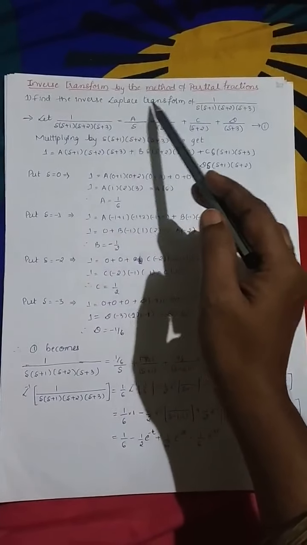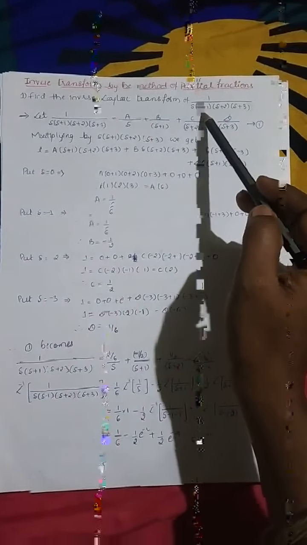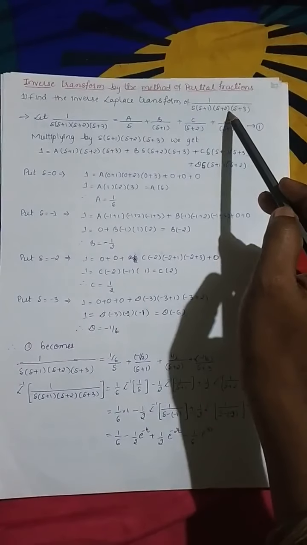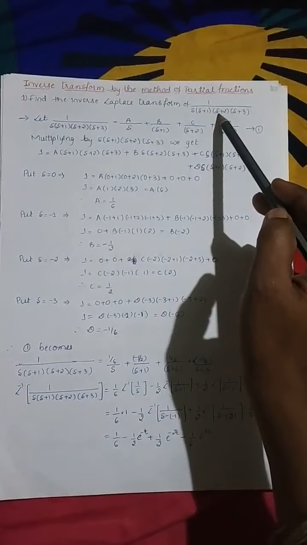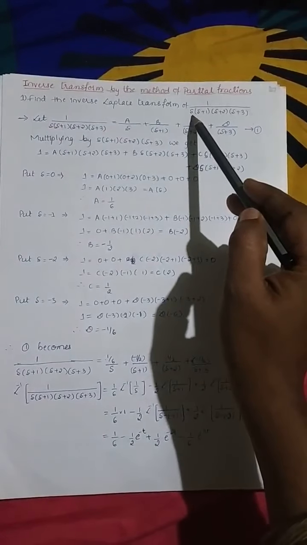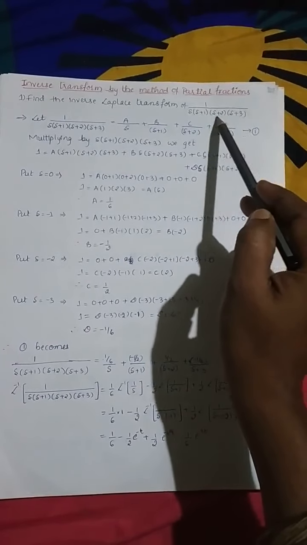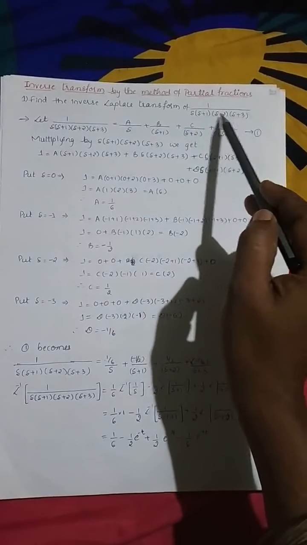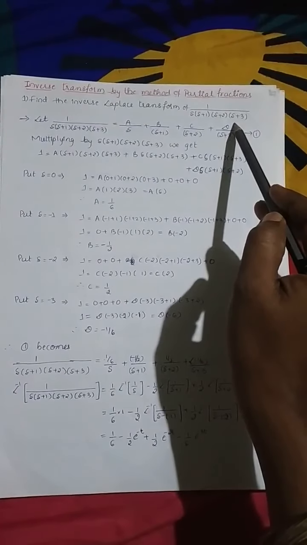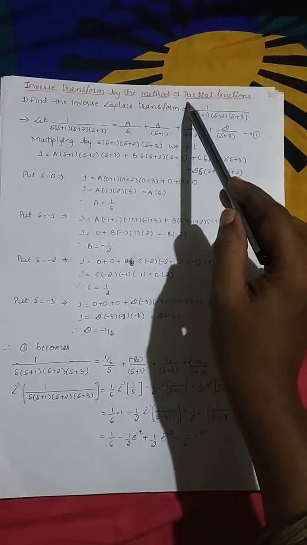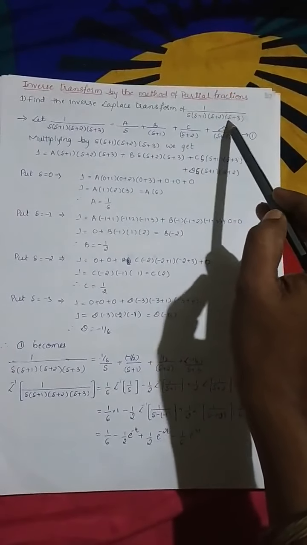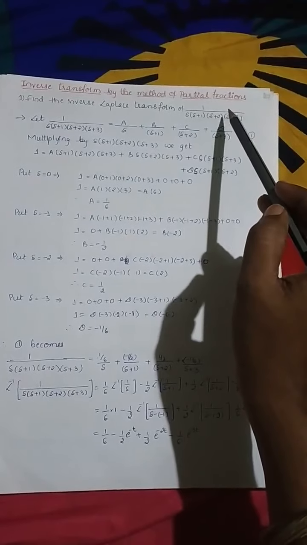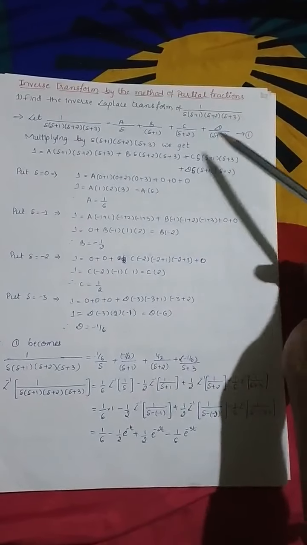Find the inverse Laplace transform of 1 upon s into bracket s plus 1, s plus 2, s plus 3. That means when we have factors in the denominator, we apply the partial fraction method.